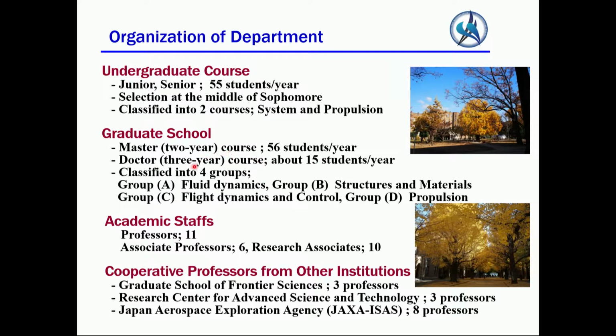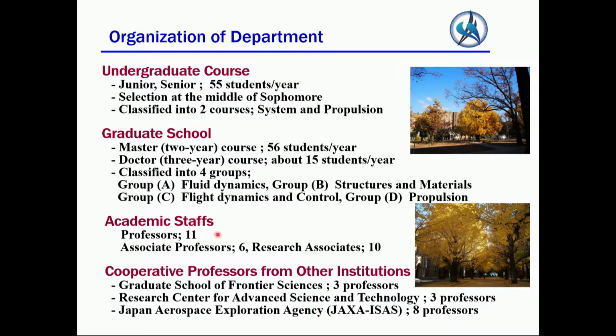And they are classified into 4 groups. Group A is Fluid Dynamics, Group B is Structures and Materials, Group C is Flight Dynamics and Control, and Group D is Propulsion. And of course, Group C is the most popular with students.